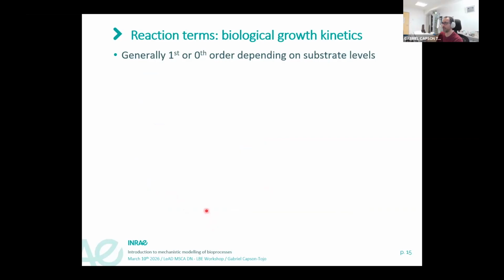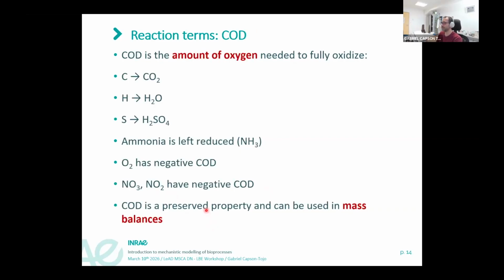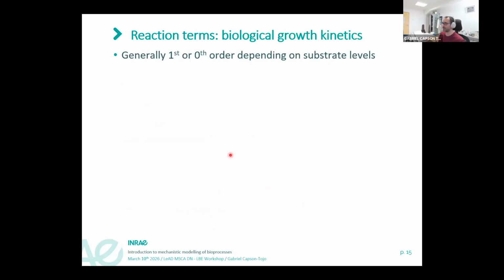All right. So now that I talked a bit about stoichiometry, we will do a couple of exercises later on. Now I'm going to talk about growth kinetics. If you remember, before I mentioned, there are two main things that we need to consider in the reaction term. One is stoichiometry, so how much product do we have from a certain substrate, and the other is how fast the reaction happens. For most cases, it's either first or zero order, depending on substrate levels.